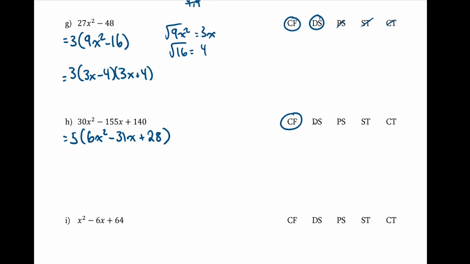Is it a difference of squares? No, it is not, because I have 3 terms. Is it a perfect square trinomial? No, it is not, because 6x squared and 28 are not perfect squares. Is it a simple trinomial? It is not, because the value in front of the x squared is not 1. So we have to try it as a complex trinomial.